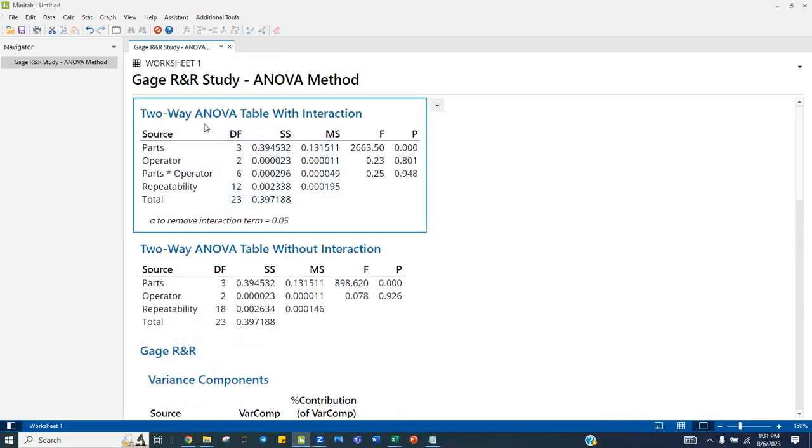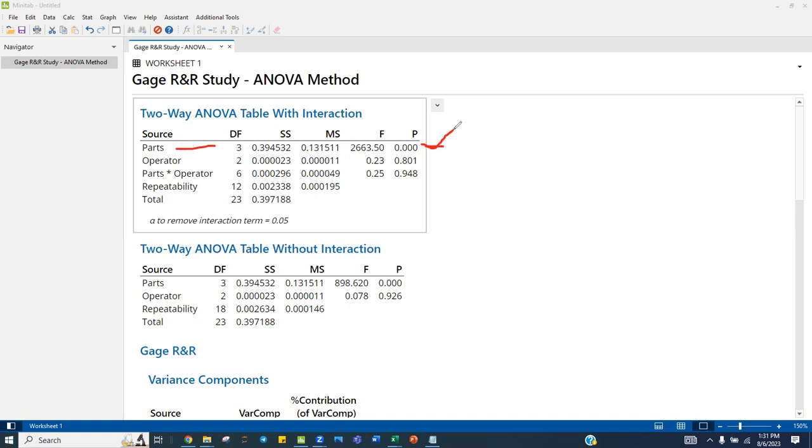The first table is the two-way ANOVA table, because four parts cannot be the same. I explained in the hypothesis that if there is a difference, the p-value will be less than 0.05, the alternate hypothesis. And I see four parts cannot be the same. They should be different from each other. And this is what is proven by the statistics as well, that I am clearly able to identify that these four parts are different.